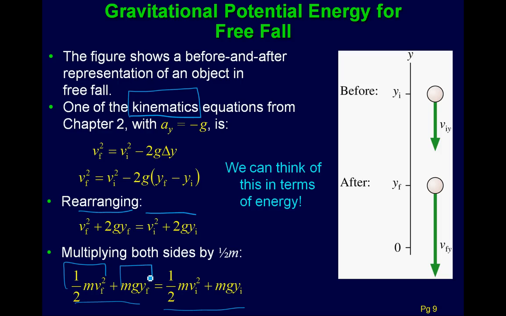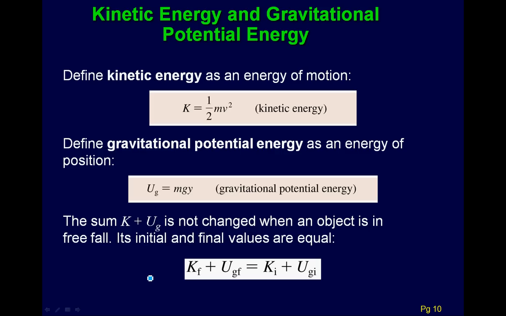Okay, and we'll talk more about this. And so we can think about this kinematics equation in terms of energy. There's some insight here into conservation of energy. And so what we say is, okay, kinetic energy plus gravitational potential energy, the sum is not changed when an object is in free fall. Its initial and final values are equal. Here's what we have right over here. So when something is in free fall, the sum of the kinetic plus the potential does not change.